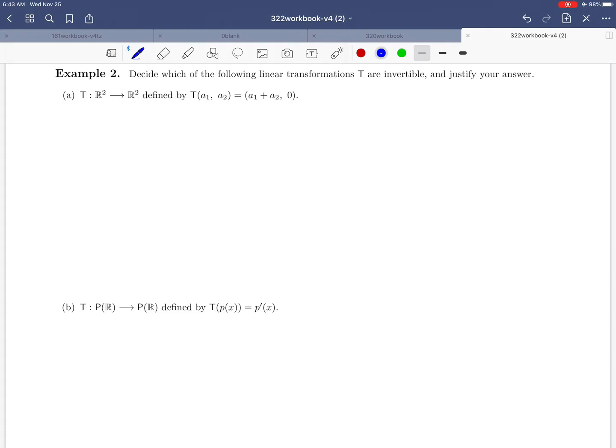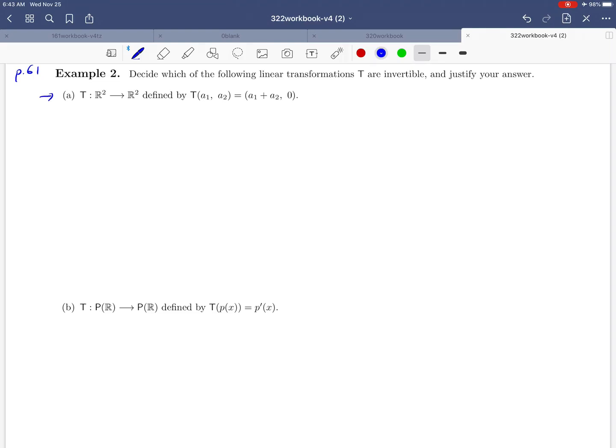Hello everybody and welcome to example 2. We are looking at page 61 in the workbook here. In this video we're going to look at part A of this, so let's read this together. They'd like us to decide which of the following linear transformations T are invertible and to give a reason.